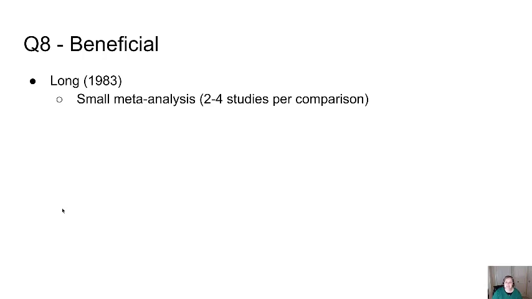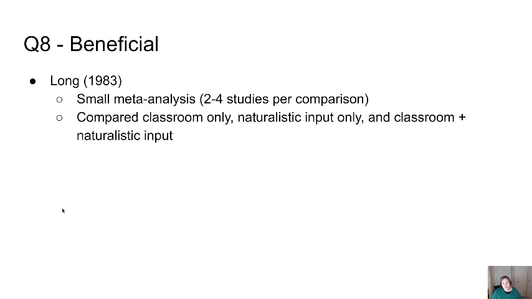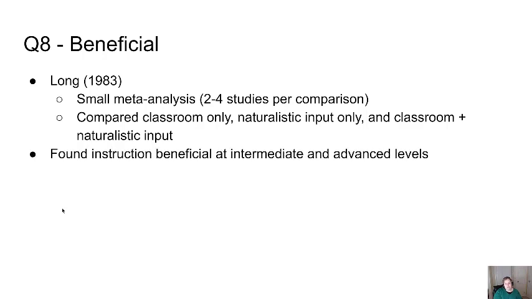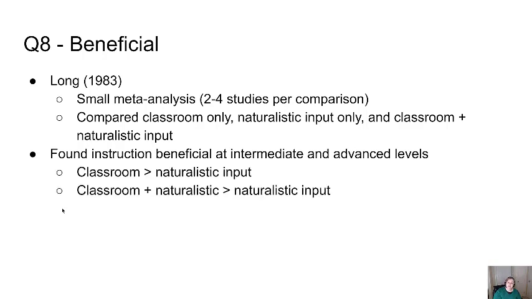It's a meta-analysis. So what Long found is he compared classroom instruction, a group that just got classroom instruction, people who just got natural input, and people who got classroom instruction plus naturalistic input. And he found that instruction was beneficial at the intermediate and advanced levels. So when he says beneficial but not necessary, it was helpful when people were beyond the initial stages. In particular, he found that classroom outperformed naturalistic input and that classroom plus naturalistic outperformed naturalistic.